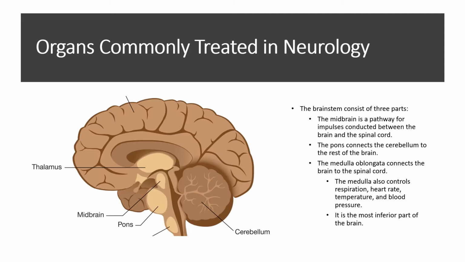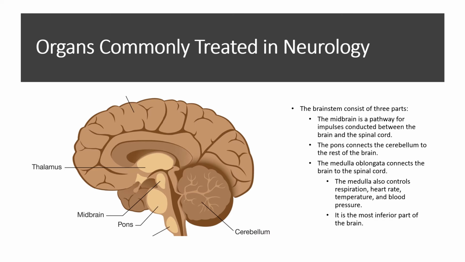The brainstem is made up of three parts. The midbrain is a pathway that conducts impulses between the brain and the spinal cord. The pons connects the cerebellum to the rest of the brain, and the medulla oblongata connects the brain to the spinal cord. The medulla oblongata also controls respiration, heart rate, temperature, and blood pressure, and it is the most inferior part of the brain.